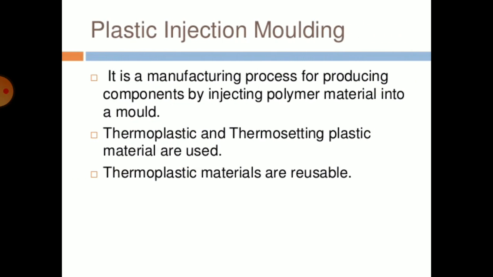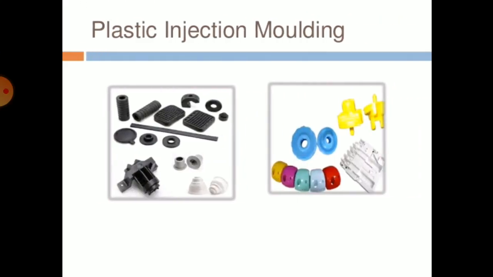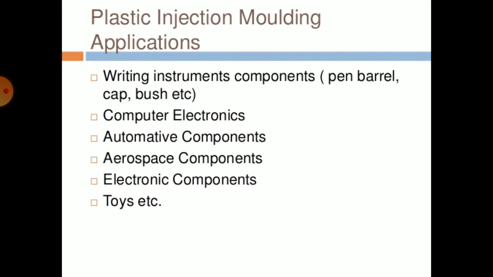Plastic injection molding is a manufacturing process for producing components by injecting polymer material into a mold. Thermoplastic and thermosetting plastic materials are used. Thermoplastic materials are reusable. Plastic injection molding materials are like that. Plastic injection molding applications: writing instruments components like pen barrel, cap, bush, etc., computer electronics, automotive components, aerospace components, electronic components, toys, etc.